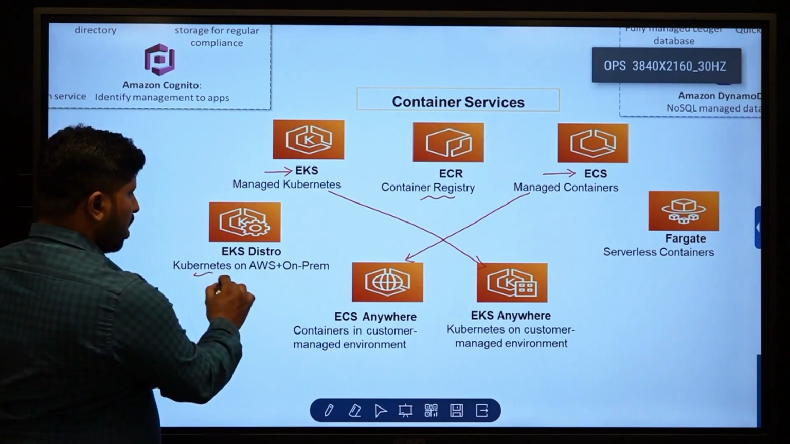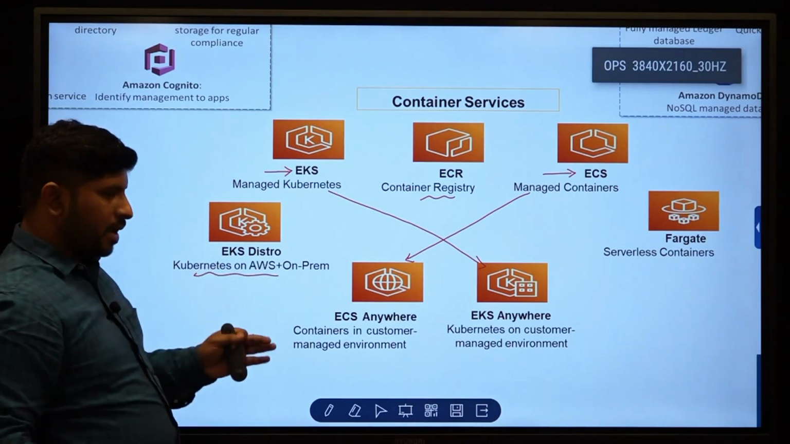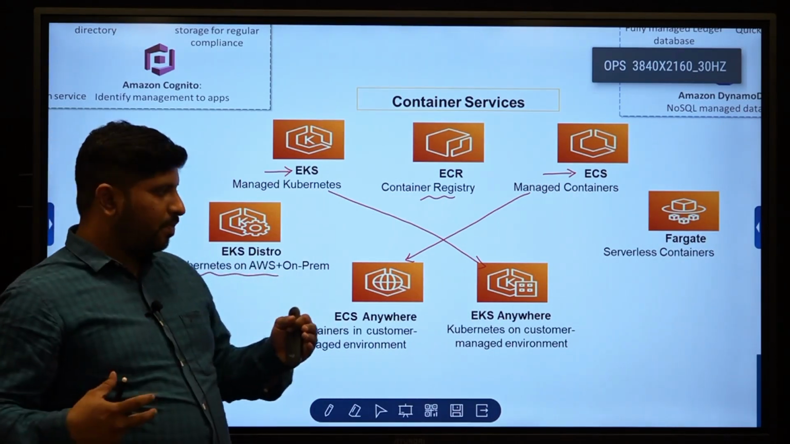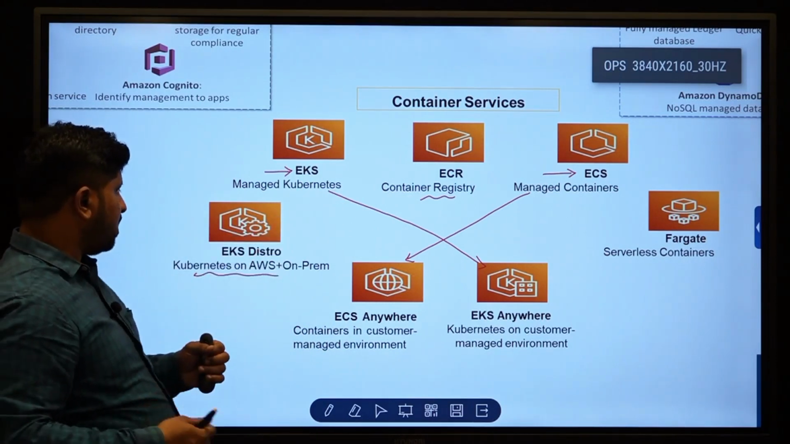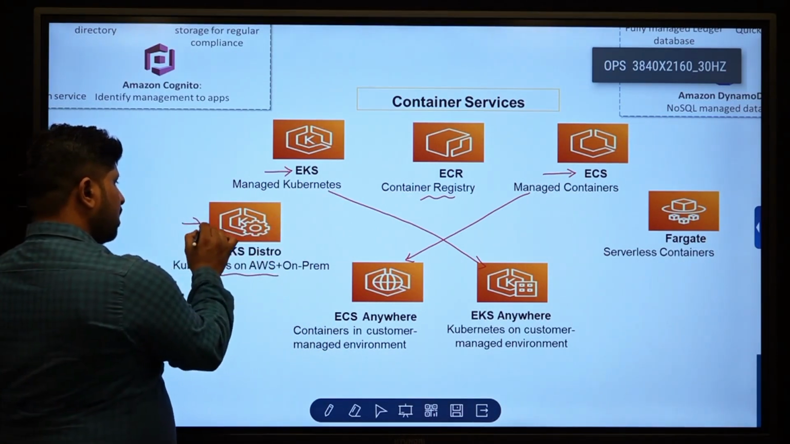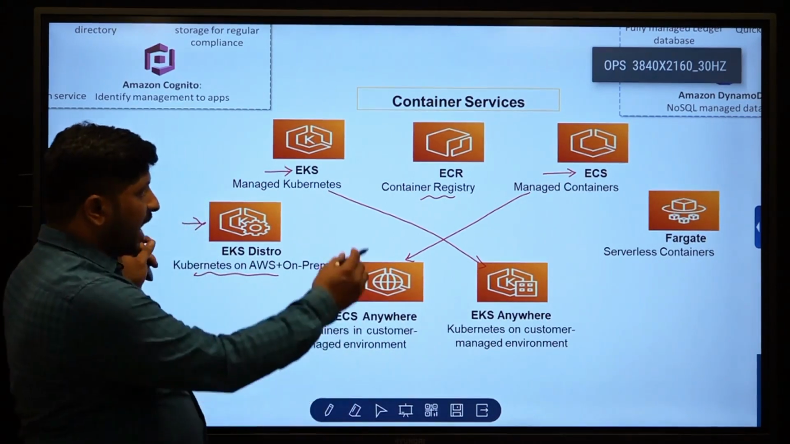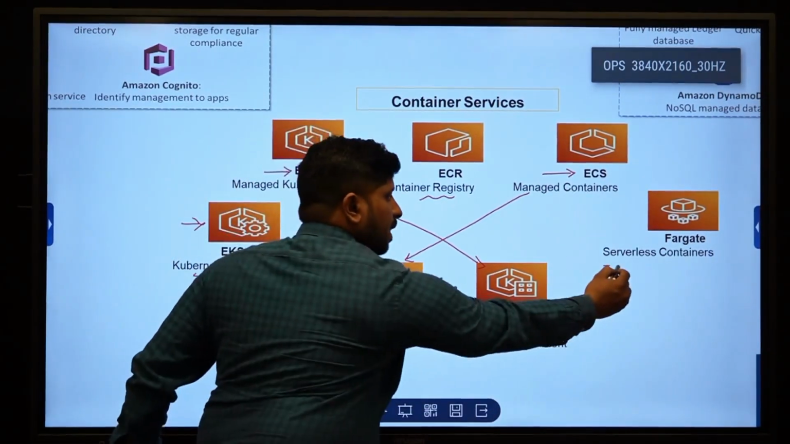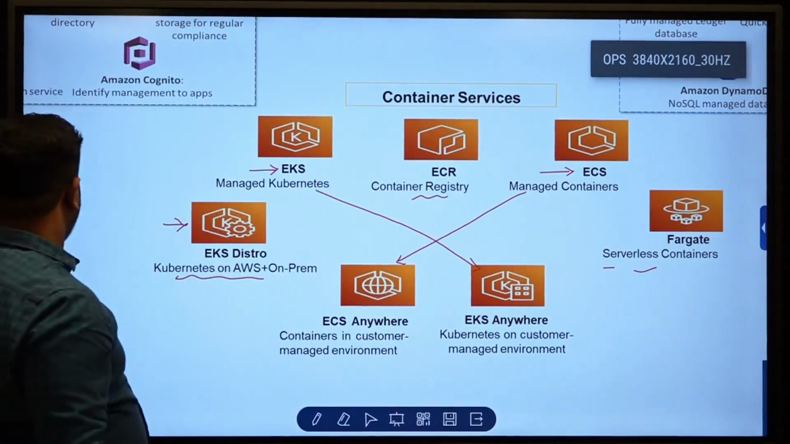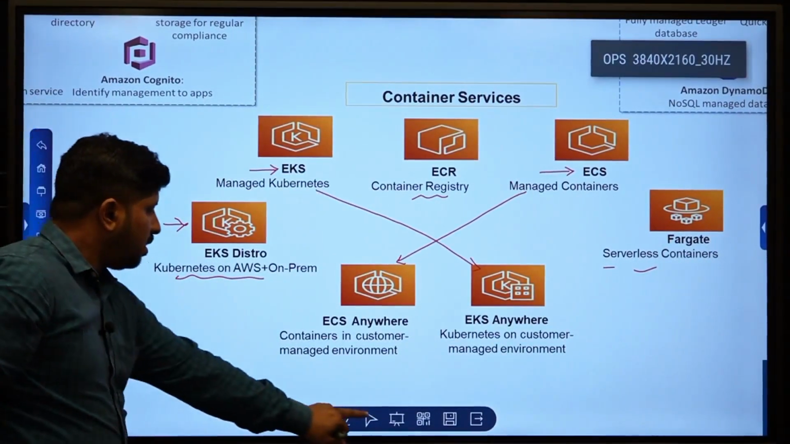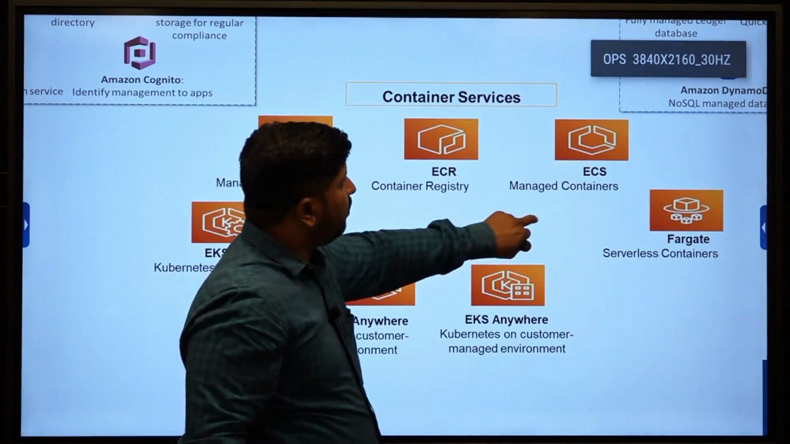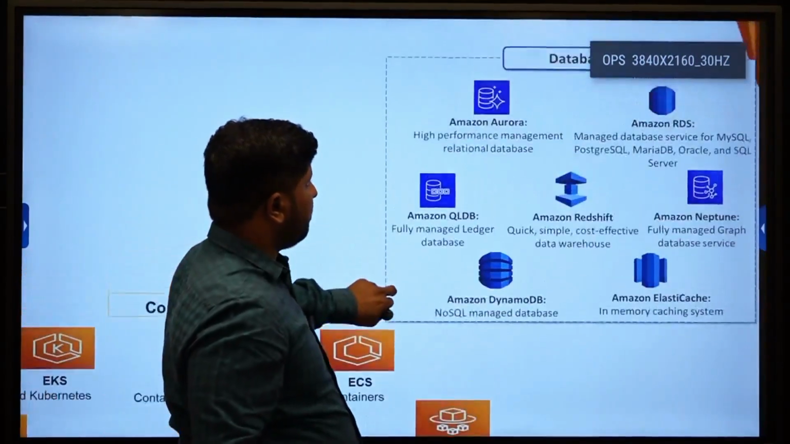Along with that, we do have Kubernetes, where you can have some part on your premise and some part on AWS, that is collaborated using EKS Distro, whereas Fargate is a serverless container where containers will be running without having any worry related to where it will be running, a serverless computing.